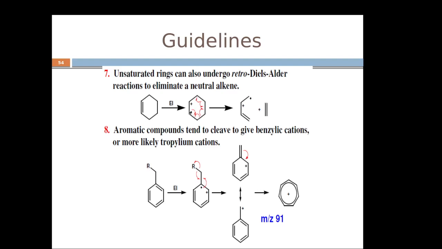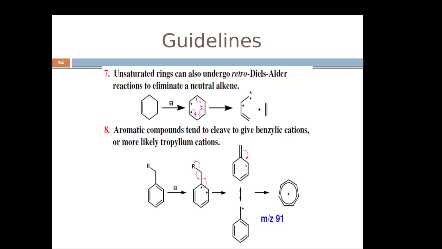Okay, so what could happen is that this bond, this electron and this bonding electron can combine to form a double bond here. And this electron and this electron can come here to form an alkene, and then this electron will be moved towards this direction to form a radical cationic species here.